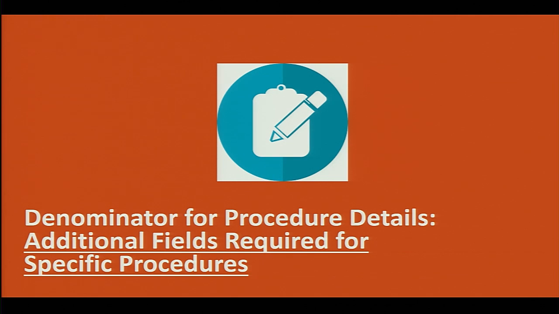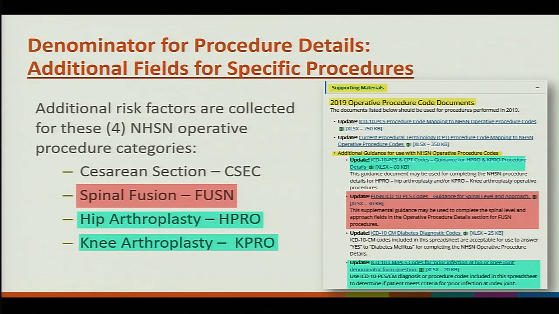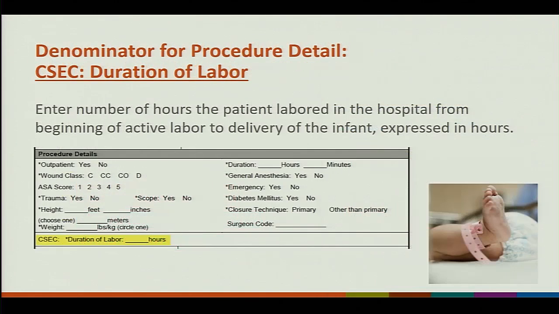Now I'm going to talk about those additional fields that are required for specific procedures. These are the C-section, spinal fusion, and hip arthroplasty and knee arthroplasty fields. I mentioned previously under supporting materials that there are some supplemental guidance documents for spinal fusion, total knee, and total hip, and you'll find those under here. Additionally, we do have an additional field for C-sec, and I'll talk about that now.